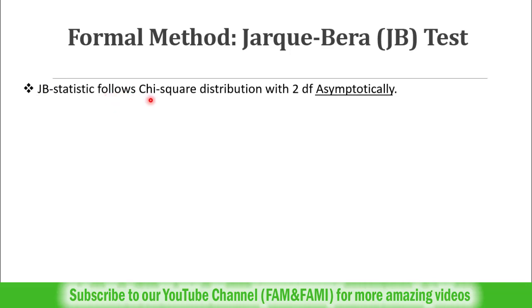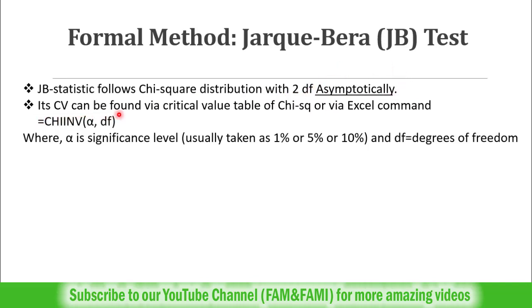JB statistic follows chi-square distribution with 2 degrees of freedom asymptotically. Asymptotically means only in large samples. Its critical value can be found via critical value table of chi-square distribution, which is usually available in the appendix of most of the statistics and econometrics textbooks, or you can use Excel command as well.